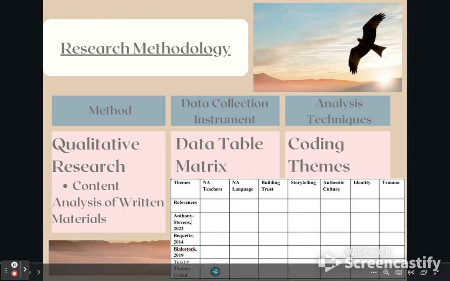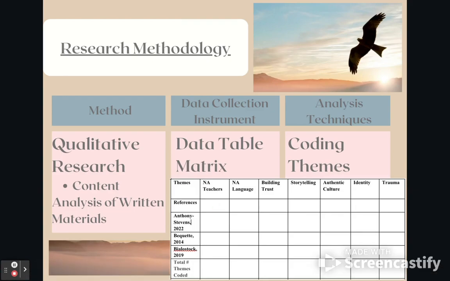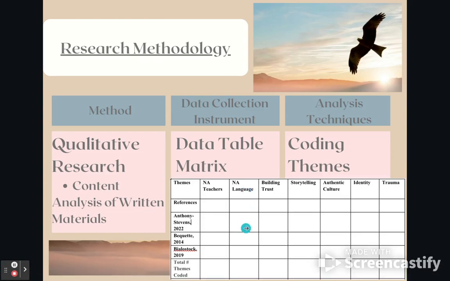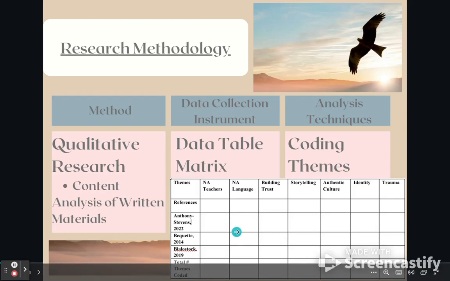This is an example of the matrix that was used. The references were all put here. There were many more than just these. And then the themes were here, which were also more of these. They were coded. The boxes were checked when the theme appeared in the text, and any discrepancies or differences in the coding of the theme were also written or marked in the box.